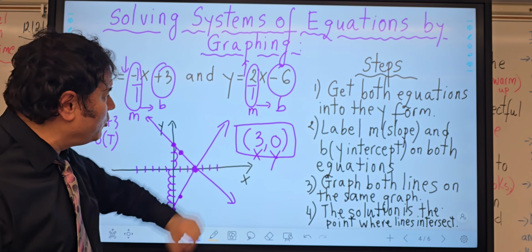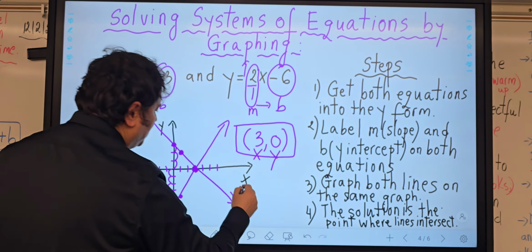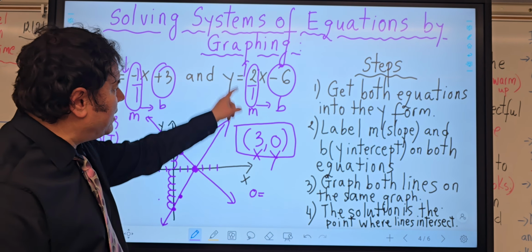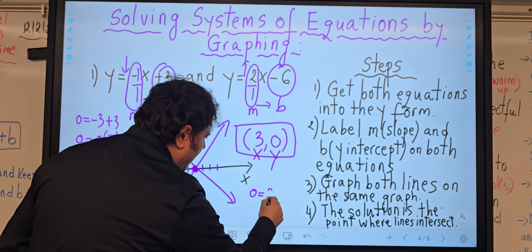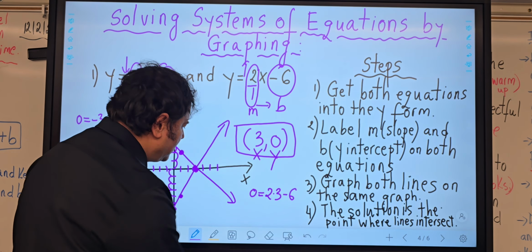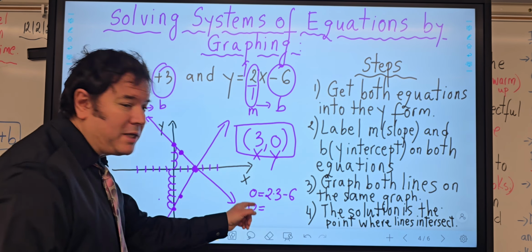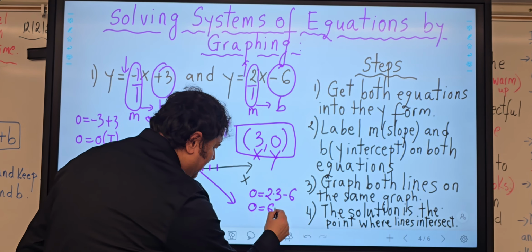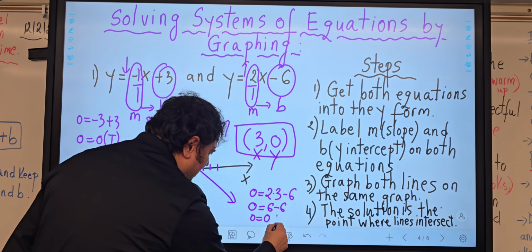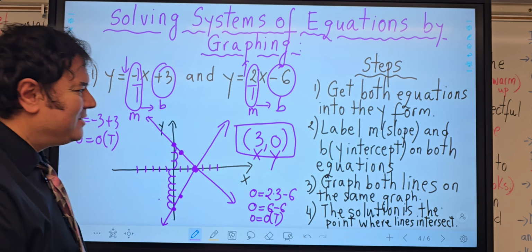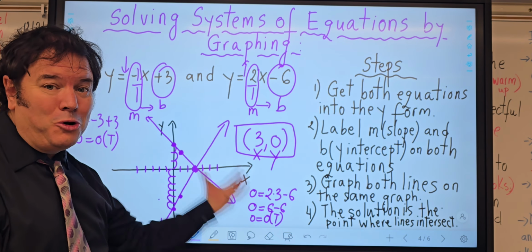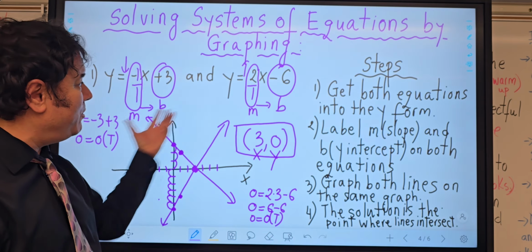So instead of y, we are going to put 0, right? So we have 0 equals, instead of x, we are going to put 3, but they have 2 times 3. So we have 2 times 3, and then minus 6, right? So we have 0 equals 2 times 3 is 6, and 6 minus 6 is 0. So 0 equals 0, and then we get another true statement. So voila, that's it. We got the answer. (3, 0) is the solution of our system of equations.